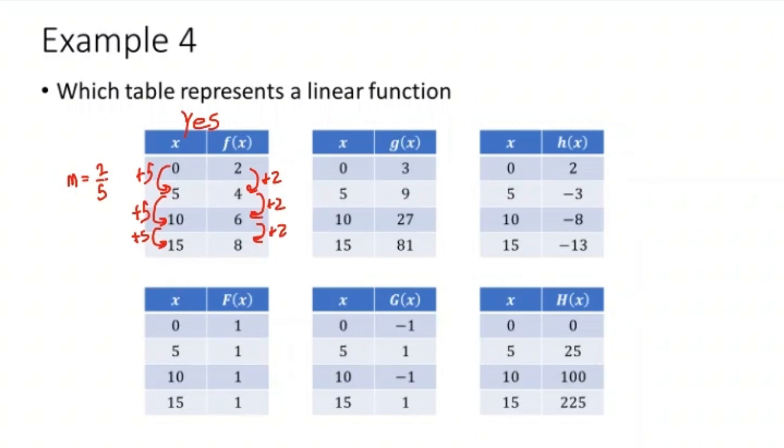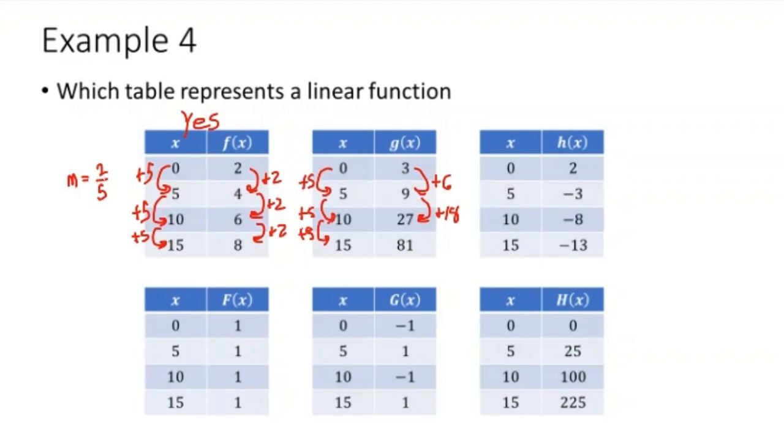If we take a look at the second table, x is increasing by 5 each row, but g of x, from the first to the second row, is increasing by 6. From the second to the third row, we're increasing by 18. Well, I don't even have to check the last row. We can see that the y's are not changing consistently, even though the x's are.